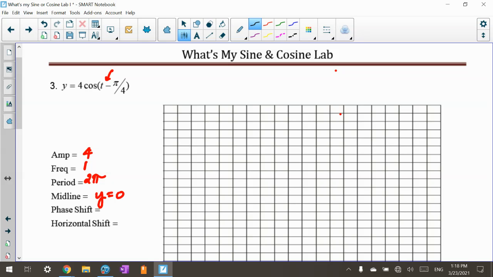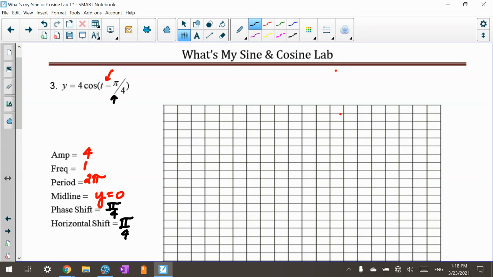Well, phase shift and horizontal shift in this case are both the same because, with a frequency of 1, I can look at this and say, okay, this graph has been shifted to the right pi over 4. And because my frequency is 1, my phase shift is pi over 4, and so is my horizontal shift. We will do some where my frequency is different, and I'll show you that it's different. So this is the best way to graph shifts without a calculator.